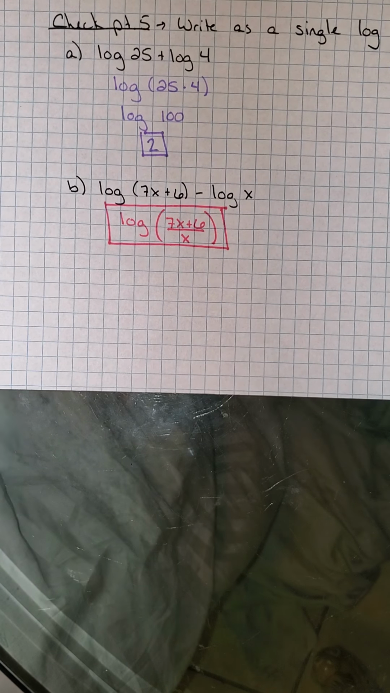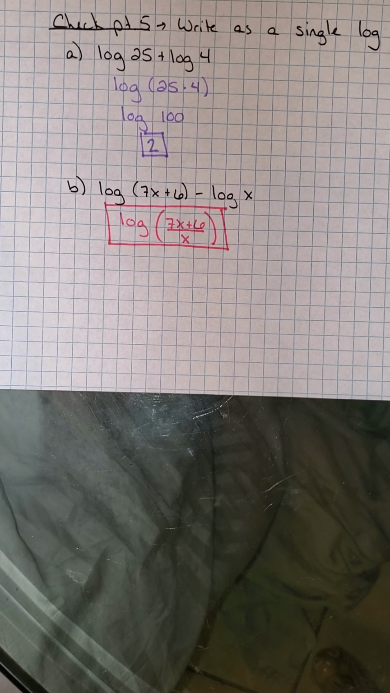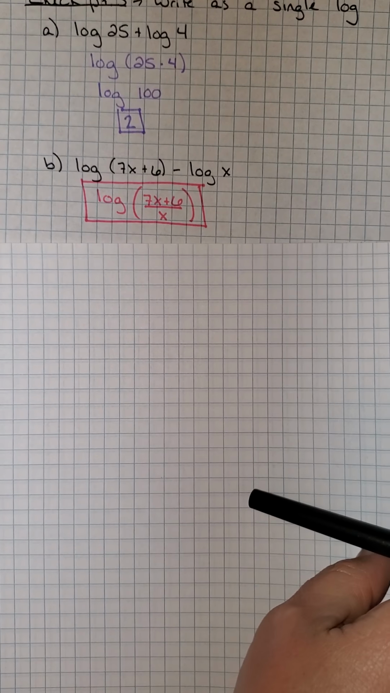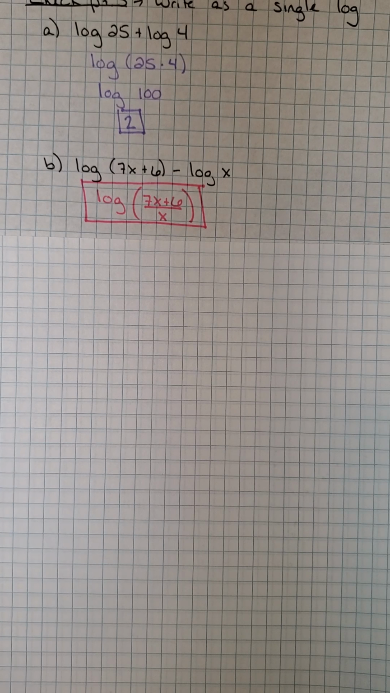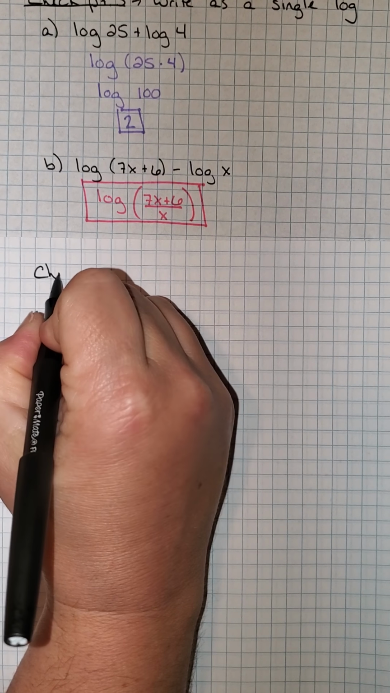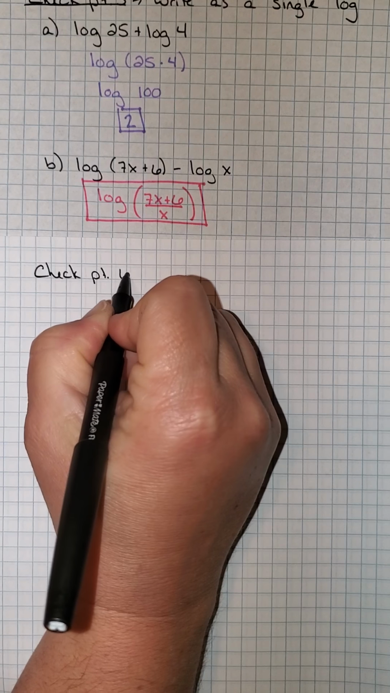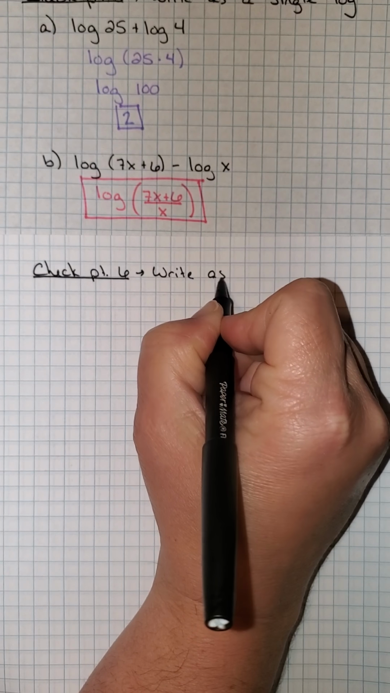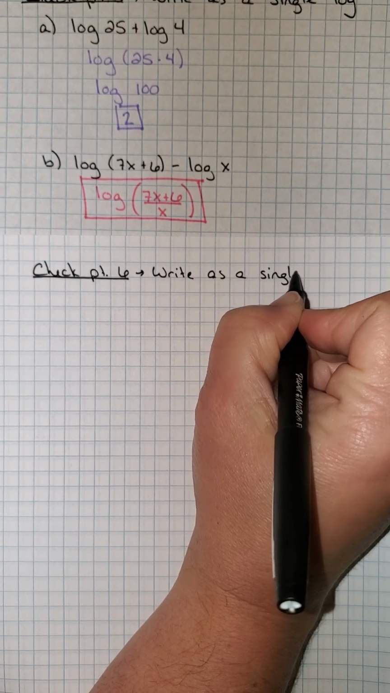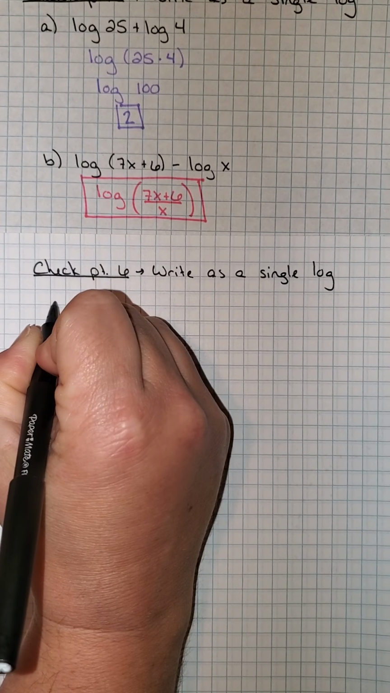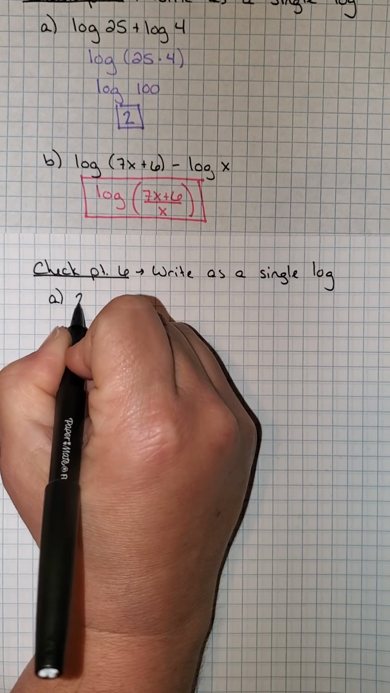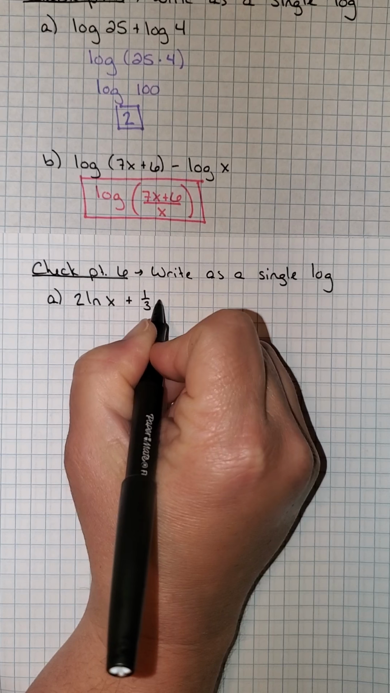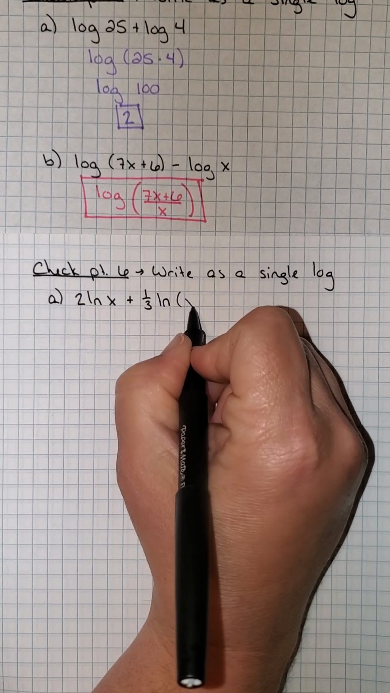So I'll put all that together. All right, checkpoint 6 will have the same directions. So checkpoint 6 we'll write as a single log. Problem A, we have 2 times the natural log of x plus 1/3 times the natural log of x plus 5.